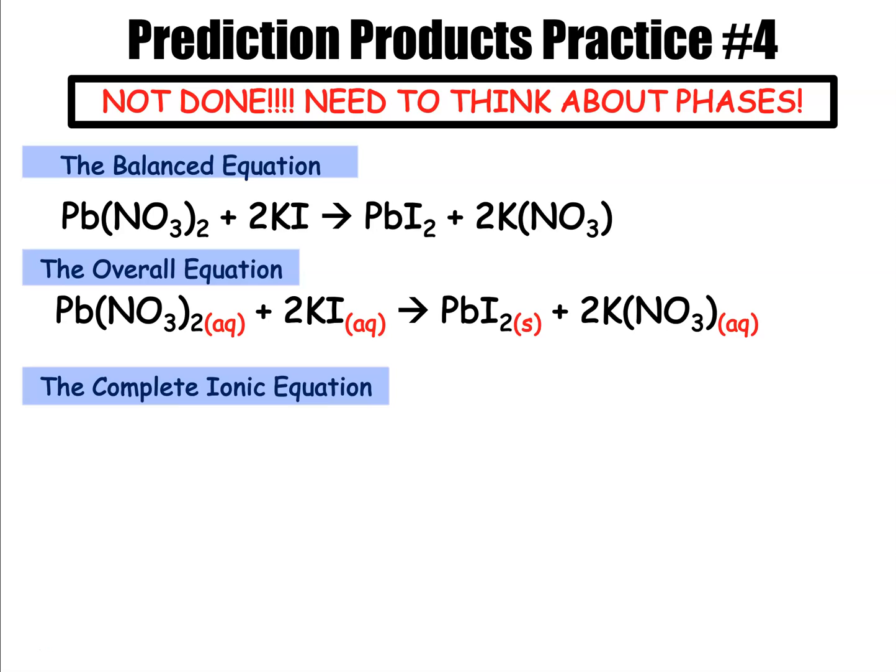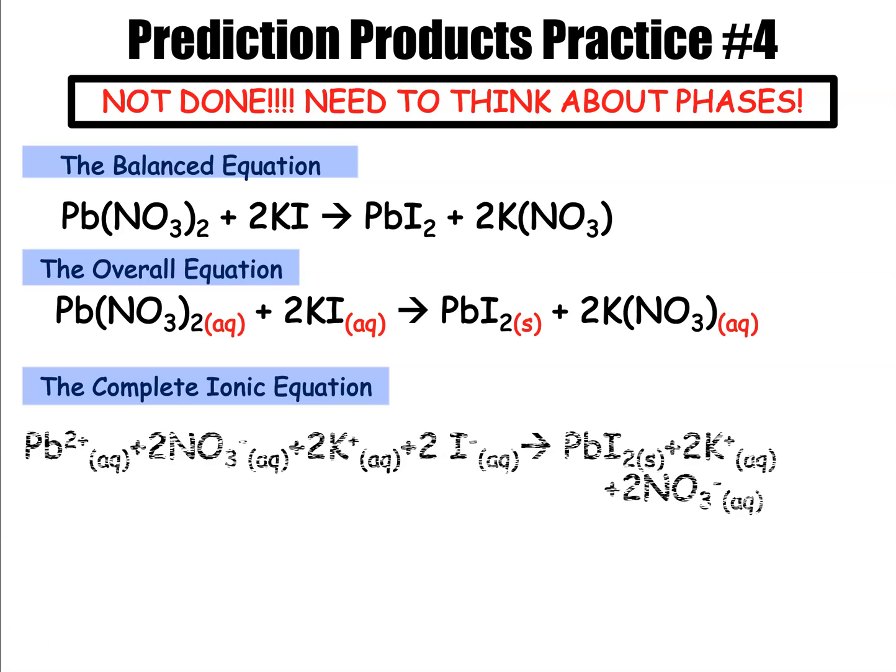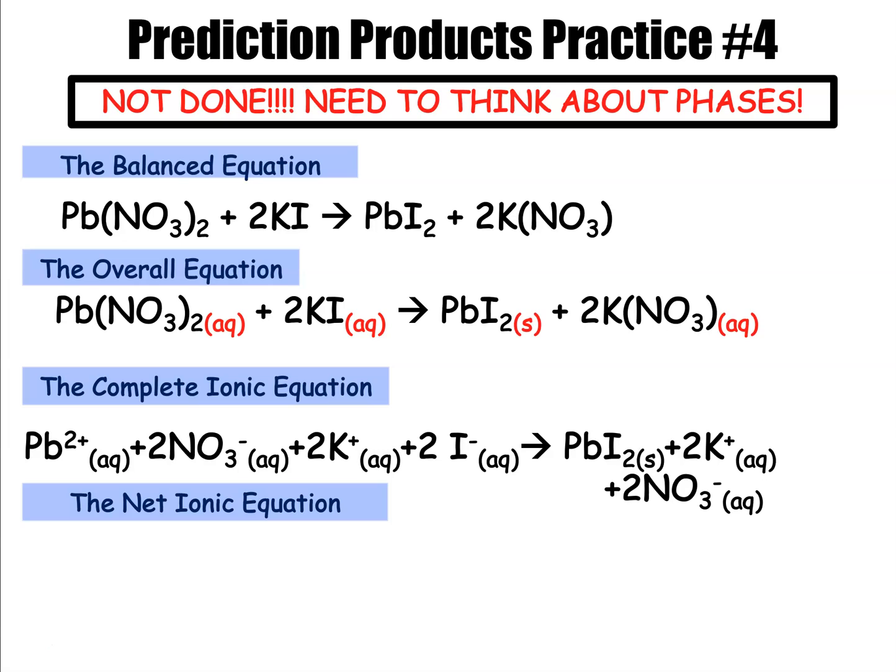So again, to get to our complete ionic equation, all compounds that are aqueous must be broken apart into their individual ions. When I do that, notice everything here breaks apart except the lead iodide. It's a solid. It did not get broken apart. So I have to ask myself a question in order to get the net ionic. Are there any ions that are identical on both sides of the arrow?